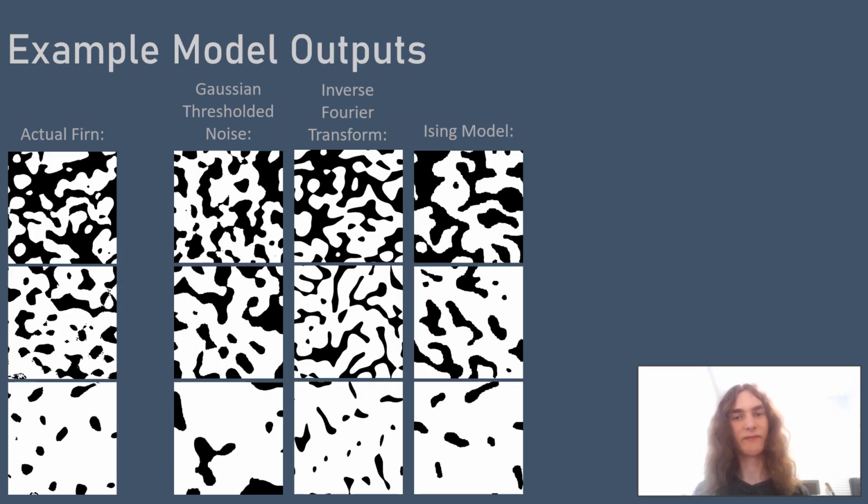So here we see some example output images from each of the models. The column on the left is the actual Firn data, and the columns in the center and right are the models' attempts at mimicking that structure. I don't have much specific to say about these images, but I think they are important for showcasing the main idea of this work, and what it was trying to achieve: making a model that can replicate the real data that we see.